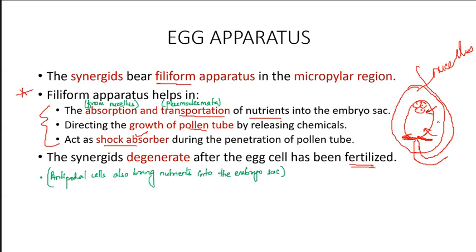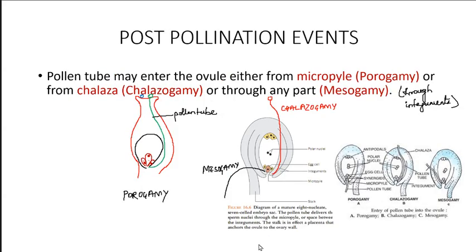Next we come to post-pollination events: when the pollen tube has started growing, what happens after that? The pollen tube will try to transfer the male gametes into the egg apparatus, entering through the micropylar end. Sometimes only one pollen tube is formed, which is monosiphonous. Sometimes one pollen produces multiple tubes, known as polysiphonous. Monosiphonous is very common, and polysiphonous is present in, for example, Cucurbitaceae.